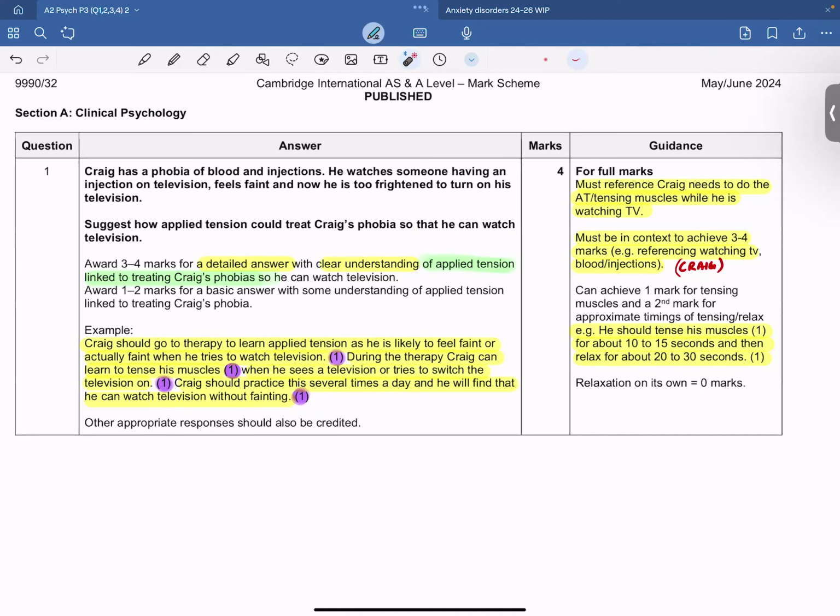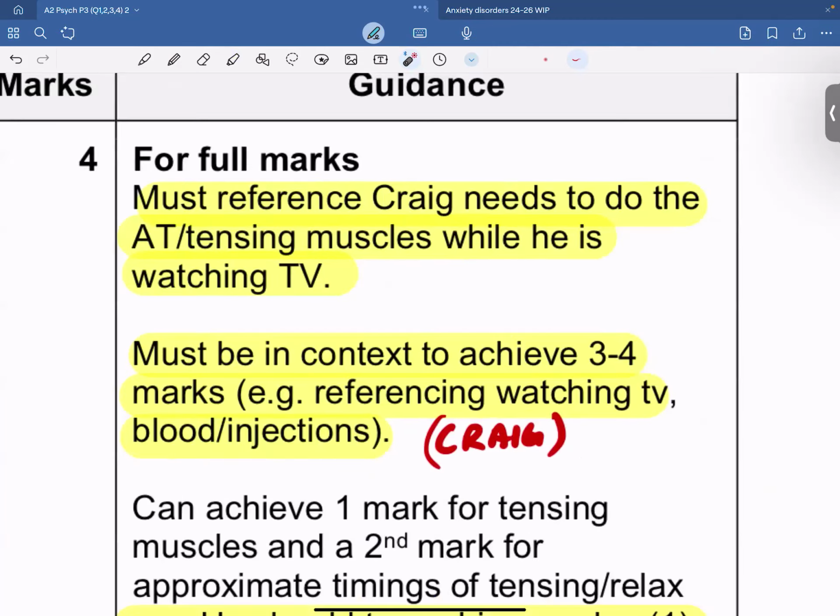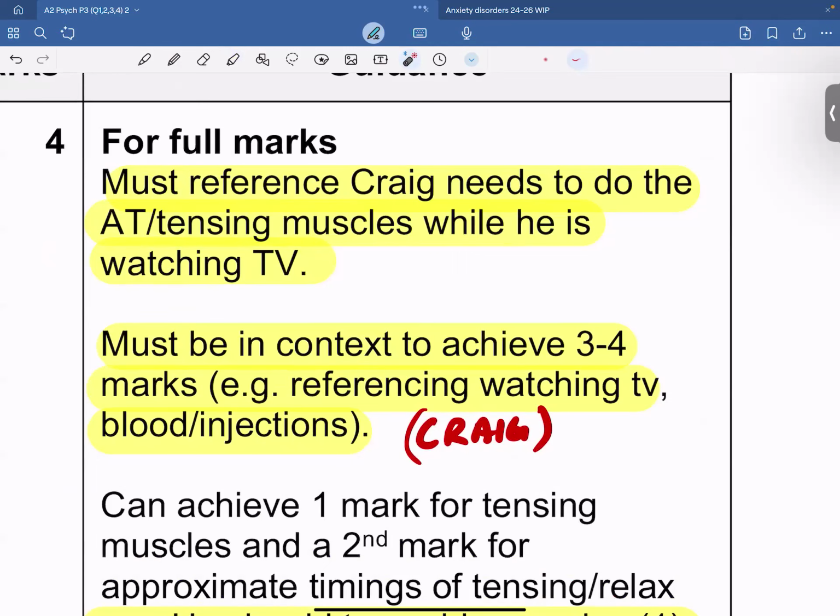If you are to score full marks, you must give reference to Craig's need to apply tension, or tensing muscles, while he's watching television. Now, do not just get carried away writing down about applied tension. Remember, this is a question asking about this particular individual, Craig, who has a problem, and the problem needs to be sorted. Must be in context to achieve 3 to 4 marks.